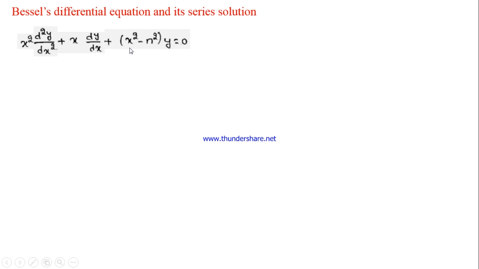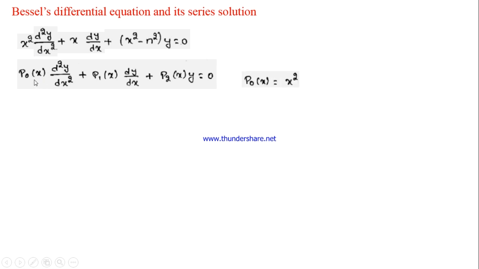You can note this differential equation is once again a homogeneous linear differential equation with variable coefficients. This equation seems to be similar to your Legendre's equation. In this equation, the role of P naught of x is played by x square, P1 of x is equal to x, and P2 of x is equal to x square minus n square.